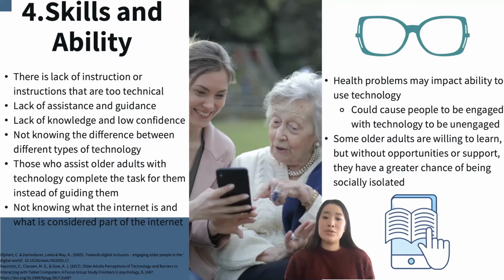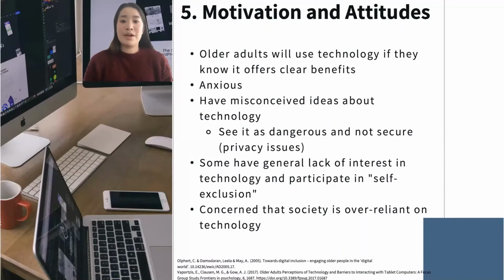This means that those who were once engaging in technology may also disengage in the future. Although many older adults are willing to learn to use technology, without the opportunity or support, they have a higher chance of being socially isolated. Researchers have found that there are many older adults who are willing and motivated to use technology or the internet, but only if they knew about the benefits that it could provide for them.